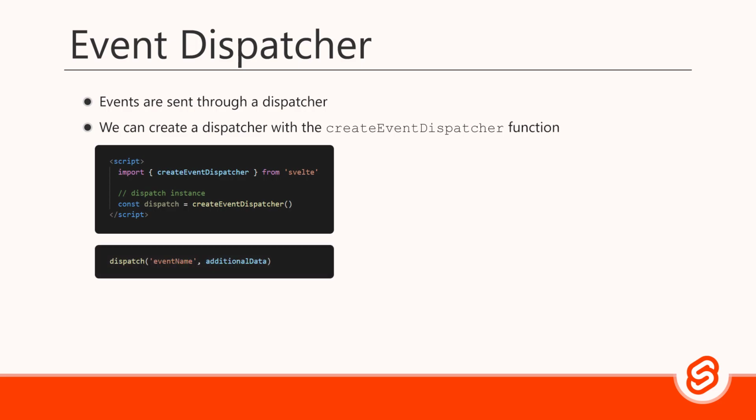Then we use the instance as a function that takes two arguments. The first is the custom event we want to send to the parent. The second, optional argument, is where we add any data we want to send with the event.